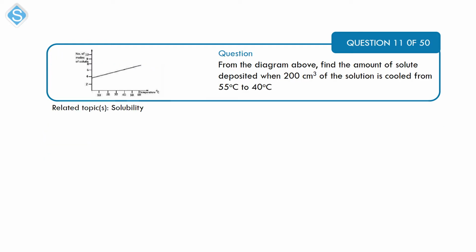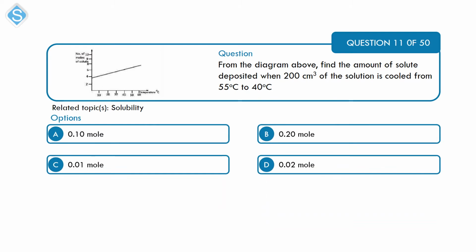Alright, this is a question on solubility. From the diagram above, find the amount of solute deposited when 200 cm cube of the solution is cooled from 55 degrees Celsius to 40 degrees Celsius. We have A 0.10 mole, B 0.20 mole, C 0.01 mole, and D 0.02 mole.